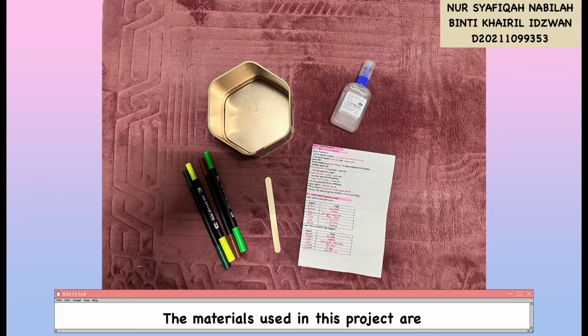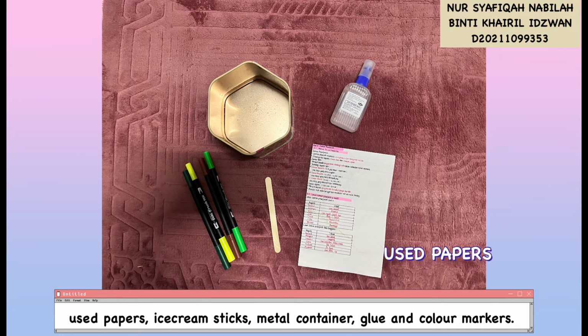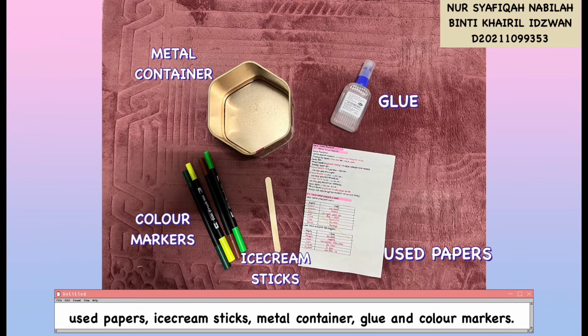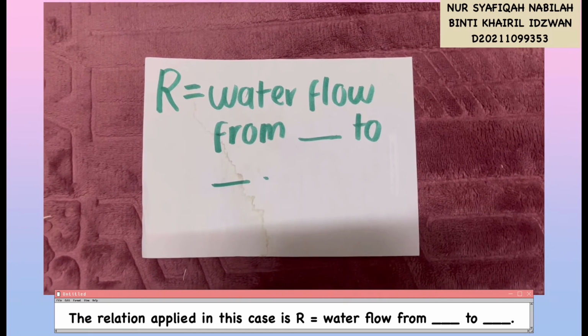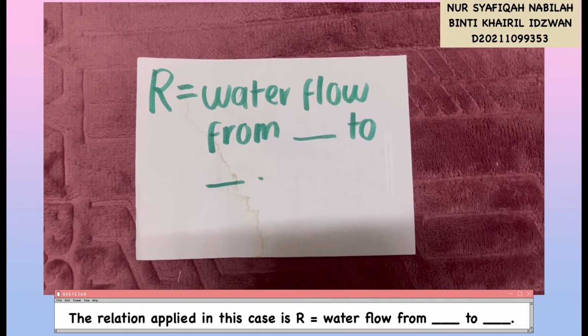The materials used in this project are used paper, ice cream sticks, a metal container, glue, and color marker. The relation applied in this case is R equals water flows to.